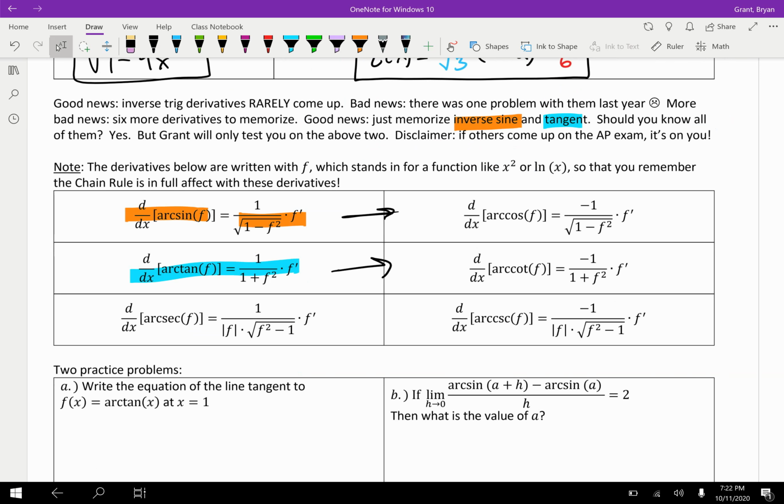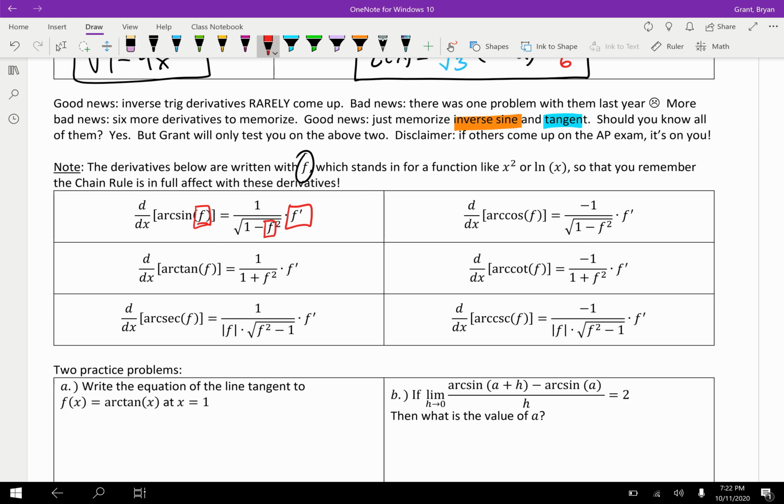I wrote all of these derivatives, instead of x, with f, where f stands in for a function, right? So this way we can really see the chain rule. When you take the derivative of the inverse sine of a function, it's 1 over the square root of 1 minus that function squared, times the derivative of the function.